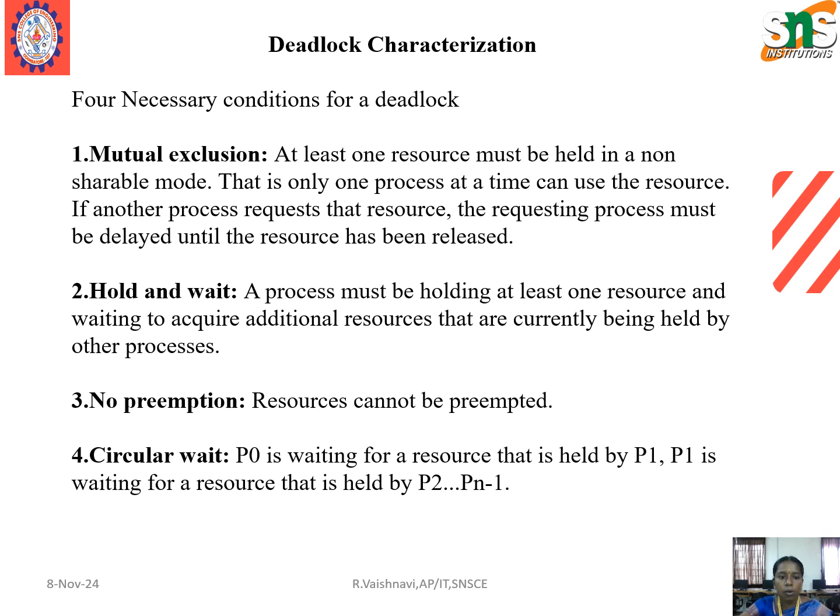The second one is hold and wait. A process must be holding at least one resource and waiting to acquire additional resources that are currently being held by other processes. The third one is no preemption. Resources cannot be preempted. The fourth one is circular wait. P0, that is process 0, is waiting for a resource held by process 1, and process 1 is waiting for a resource held by process 2, and it goes on.